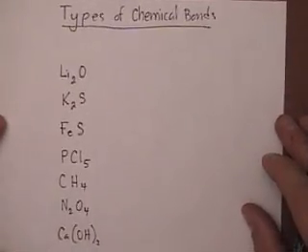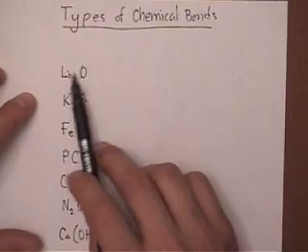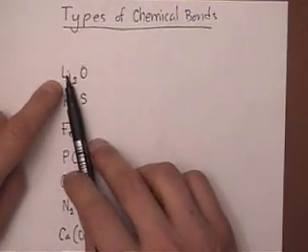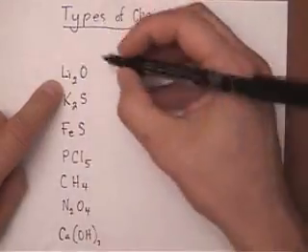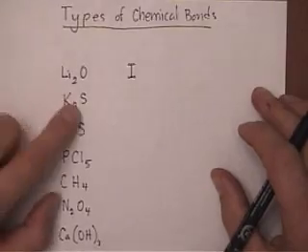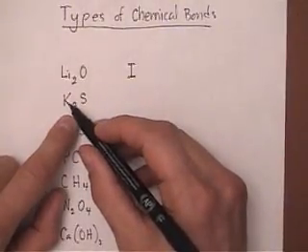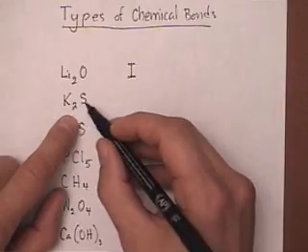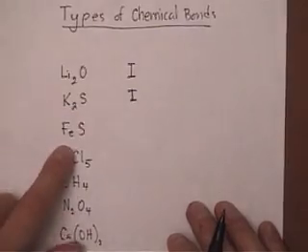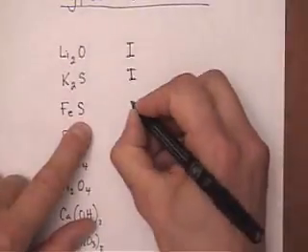Okay, let's see how you did. This first one here, you can look at the left and the right. It doesn't really matter. I'll start with the left. This is lithium. Lithium's a metal. Oxygen's a non-metal. So metal and non-metal means ionic bond, capital I. K2S, K is potassium, S is sulfur. That's also ionic, metal and nonmetal. Iron, iron's a metal, sulfur's a nonmetal.